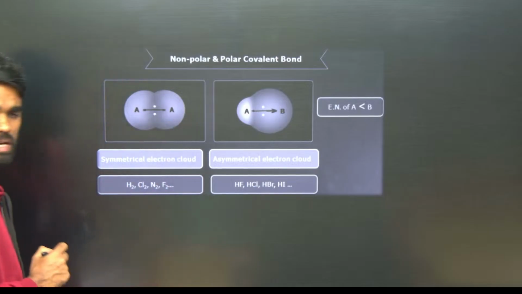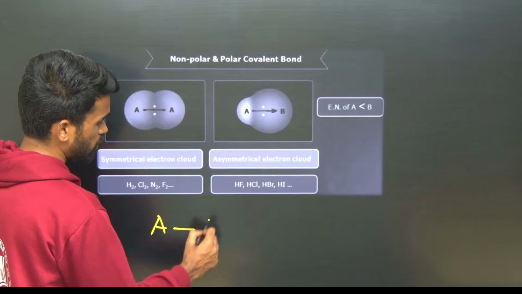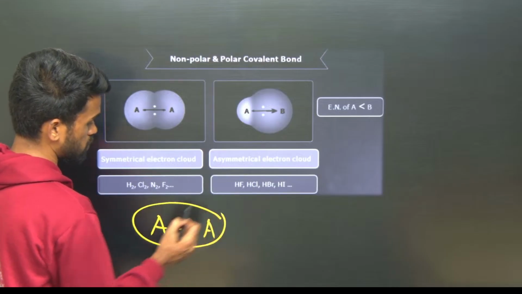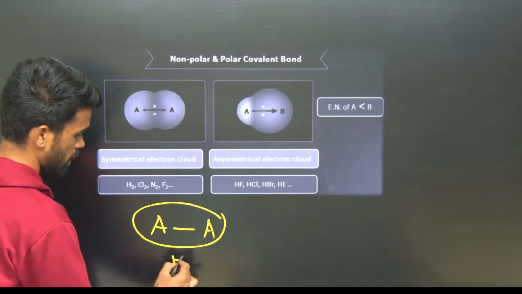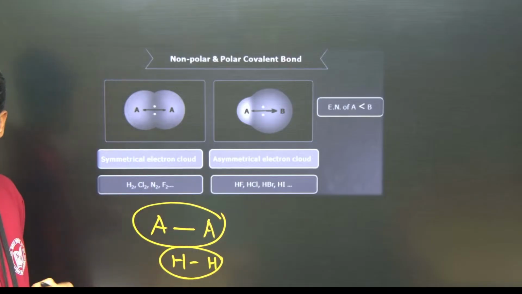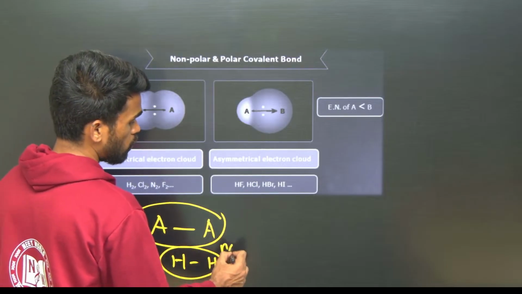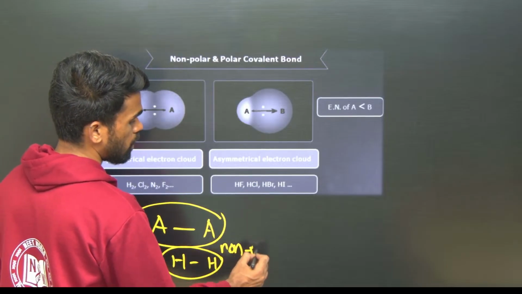For example, I have a covalent bond between 2 same atoms, like AA type, like hydrogen. This makes a bond. Both of them have the same electronegativity, so the difference will be 0. So this makes it a non-polar bond. This is a covalent non-polar bond.